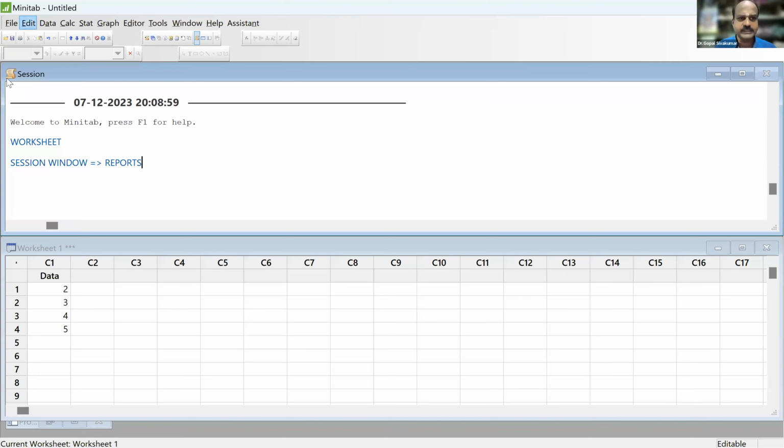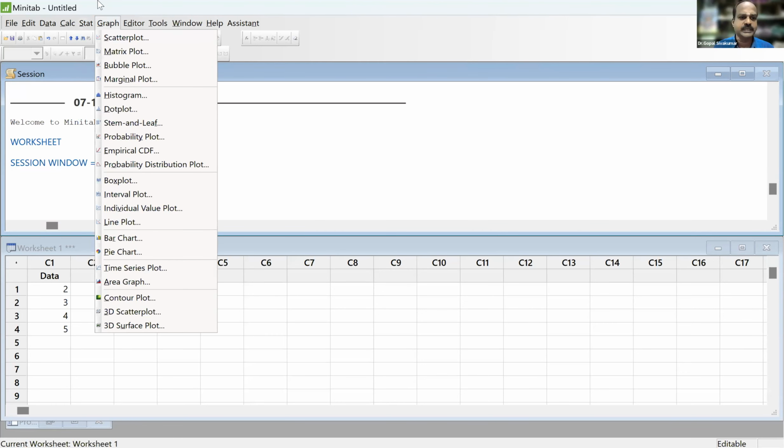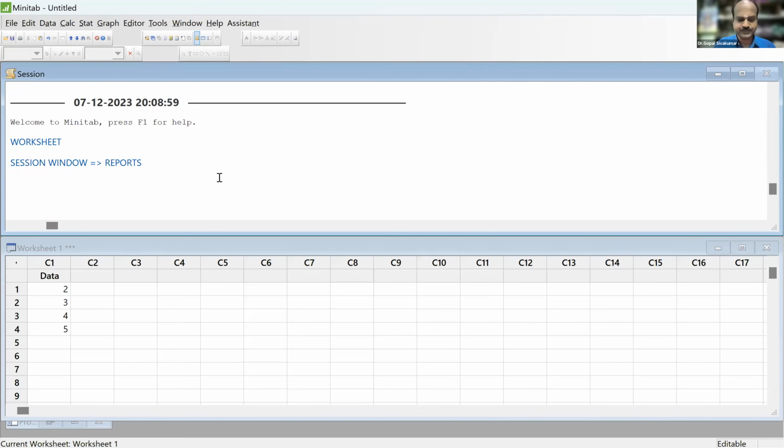And Minitab contains tabs here. There are two important tabs I want you to know, understand and be comfortable using. One is Stat, where you see a lot of statistical tools and QC tools. And similarly here, the Graph, so many graphs. So these two areas we are going to understand now. All right.